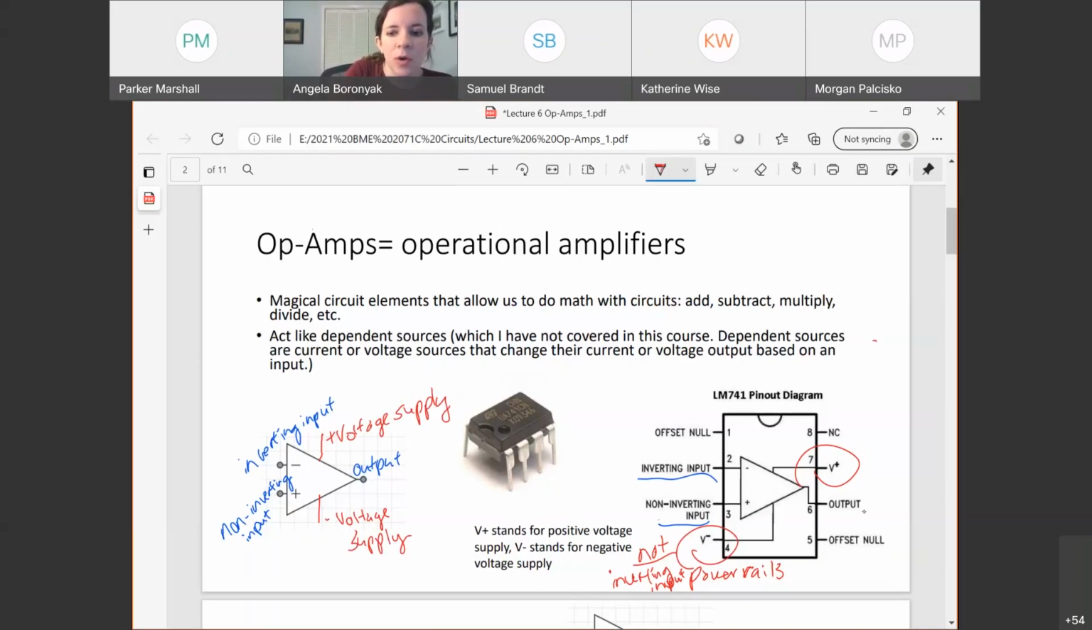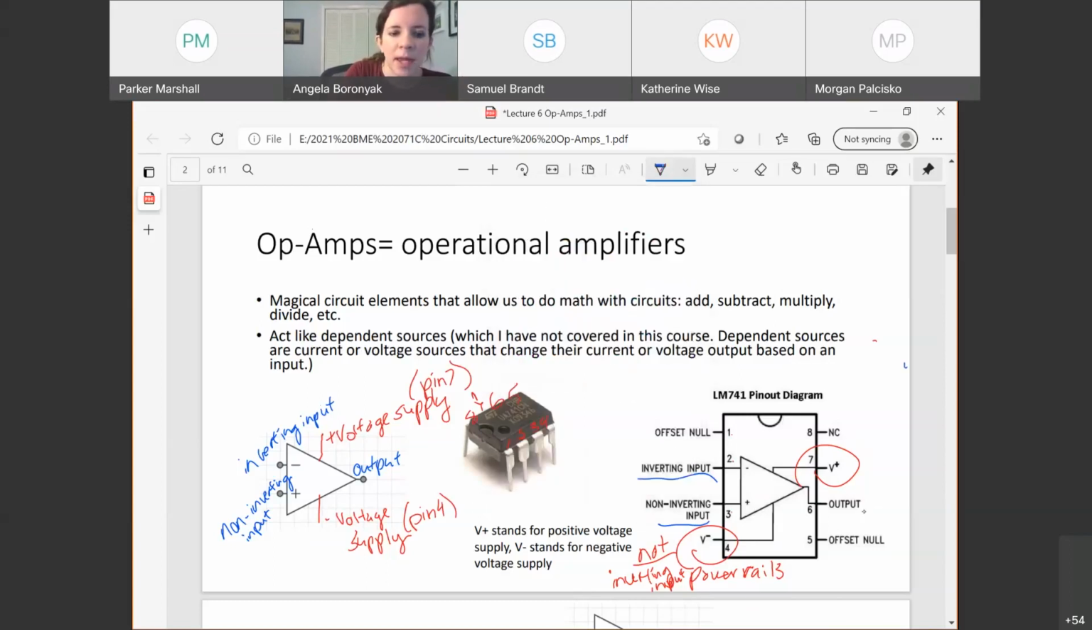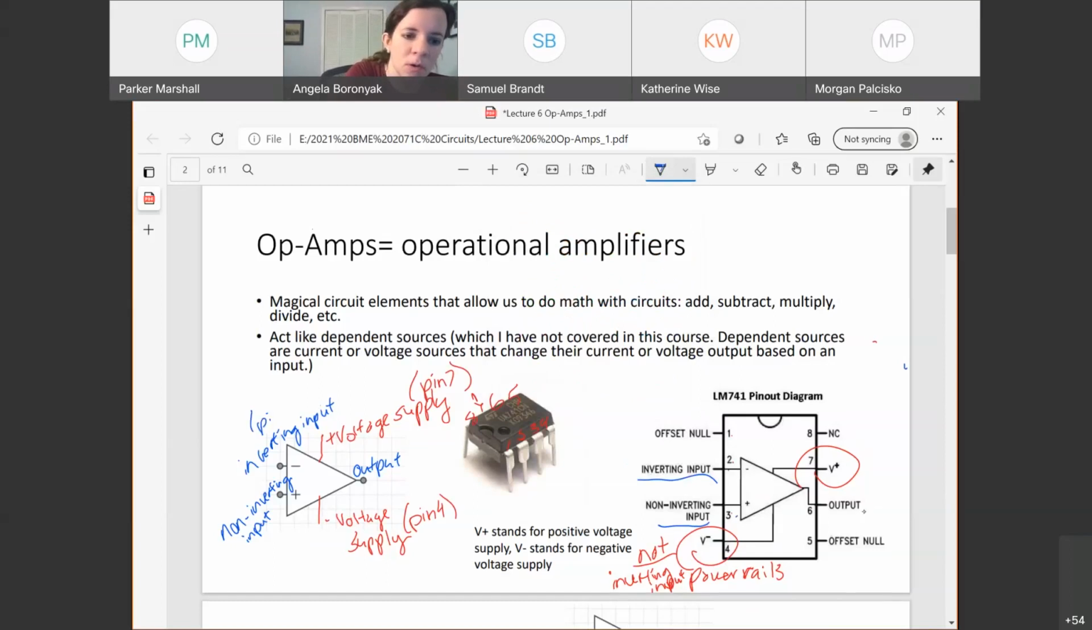So that negative voltage supply would be what I attached to pin number 4 here. Their pins are numbered down 1, 2, 3, 4 on the left-hand side from their notch. So this would be 1, 2, 3, 4. And then up on the right-hand side, 5, 6, 7, 8. Don't ask me why they go up in numbering on the other side. So this would be pin 4. This would be pin 7, one coming off of here. Our inverting input would be pin 2. And our non-inverting input would be pin 3. Okay.